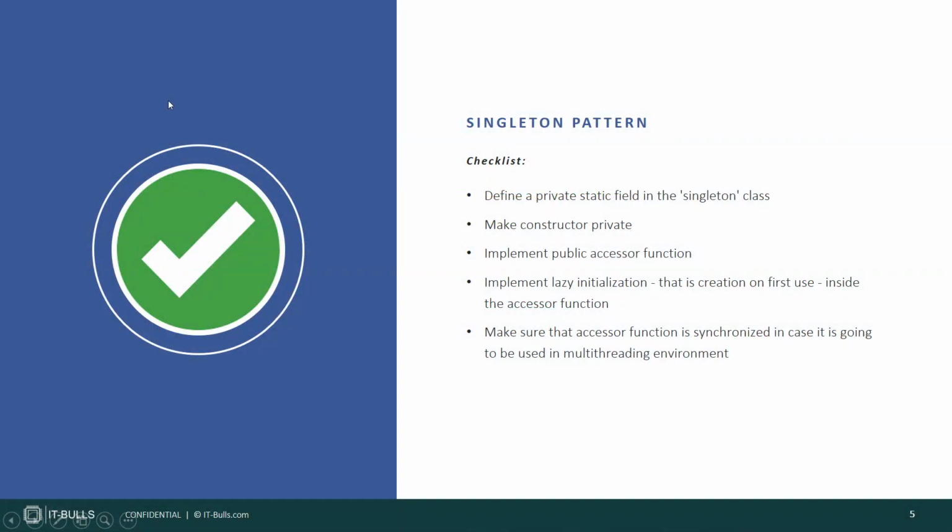And to summarize our talks around singleton pattern, I want to simplify your life, and that's why I made a simple checklist to follow if you want to implement singleton pattern. Here it is. Define a private static field in the singleton class. Make constructor private. Implement public accessor function. Implement lazy initialization, that is creation on first use, inside the accessor function. Make sure that accessor function is synchronized in case it is going to be used in a multi-threading environment. I think that's it about singleton.